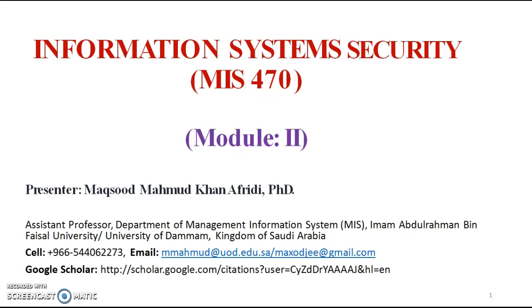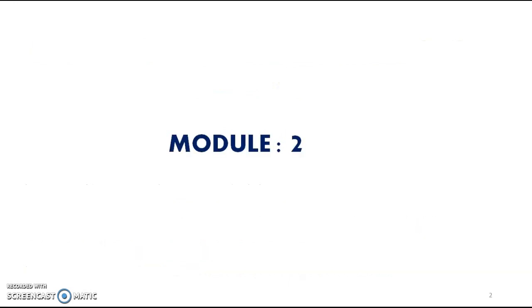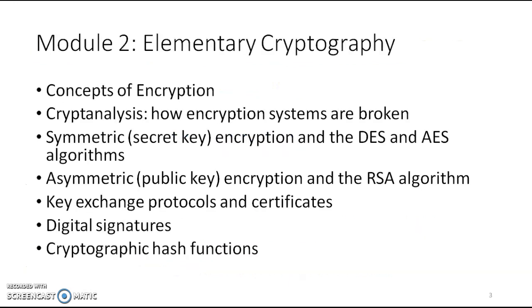Module number 2 of the course Information System Security MIS470 is basically about the encryption system of information security. In module number 2, we talk about the general introduction about information system security. Module 2 is mostly about the cryptography schemes.